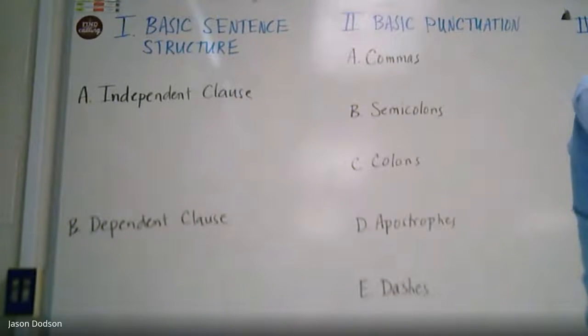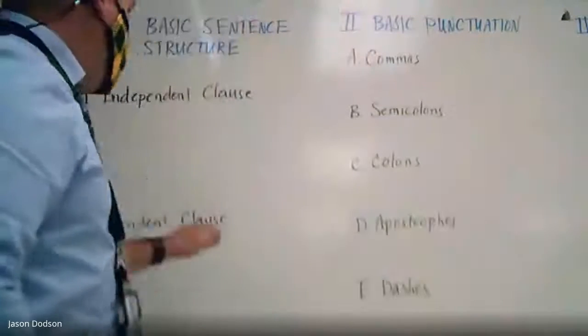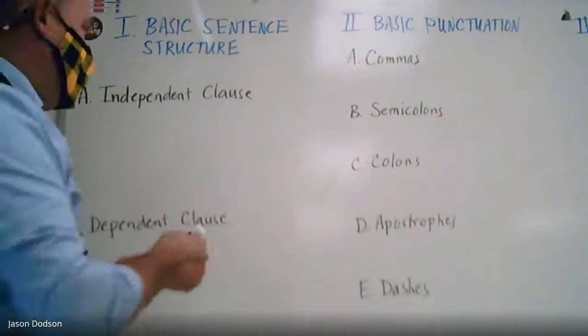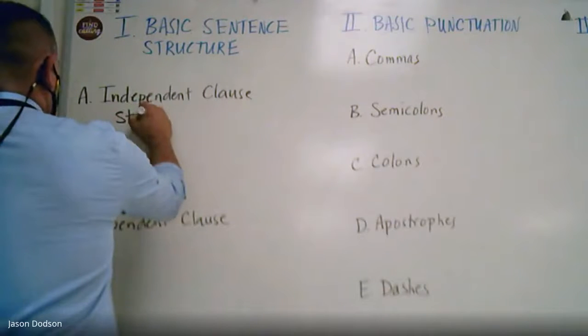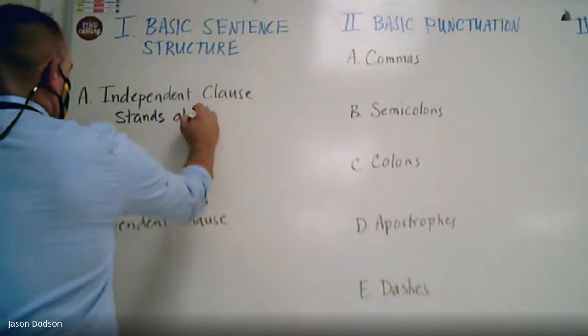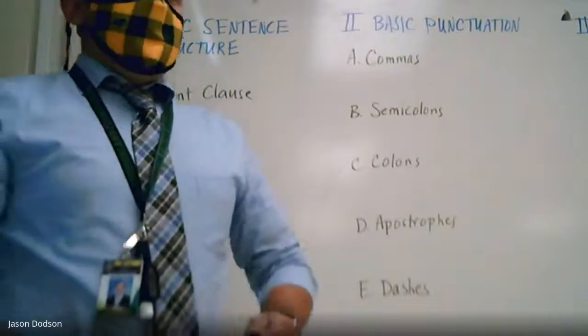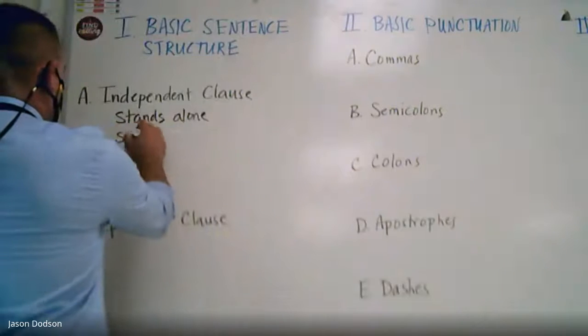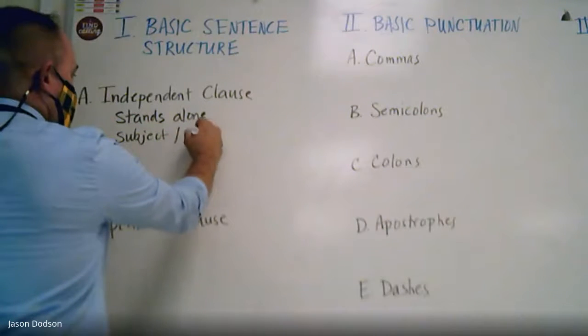I think you can see there. The very first thing I want to talk about is just basic sentence structure. So just the very basics of what constitutes a sentence and how you treat it. The first thing is an independent clause. An independent clause is, as its name suggests, it can stand alone. An independent clause is just another way of saying that it is a sentence. It has to have a complete subject and a complete predicate.